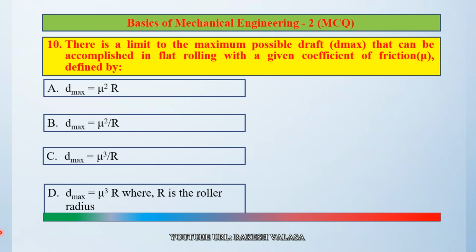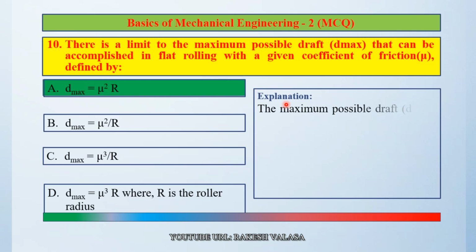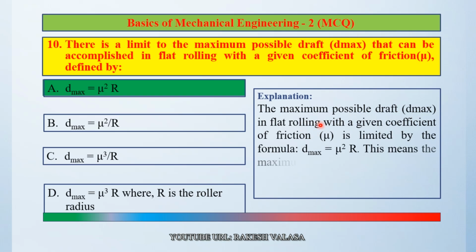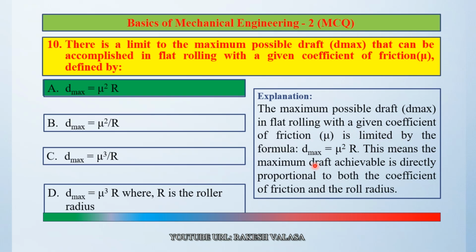The correct answer is option A, Dmax equal to mu square R. Let us see the explanation. The maximum possible draft, that is Dmax in flat rolling with a given coefficient of friction mu, is limited by the formula, that is Dmax equal to mu square R. This means the maximum draft achievable is directly proportional to both the coefficient of friction and the roll radius. So the correct answer is option A, Dmax equal to mu square R.